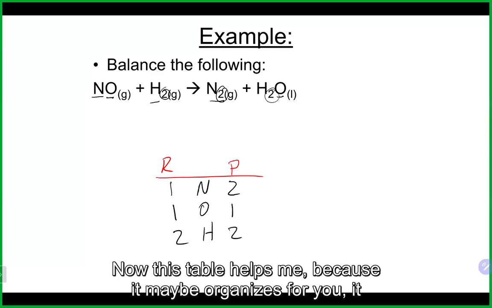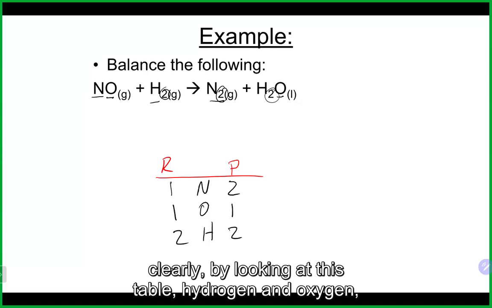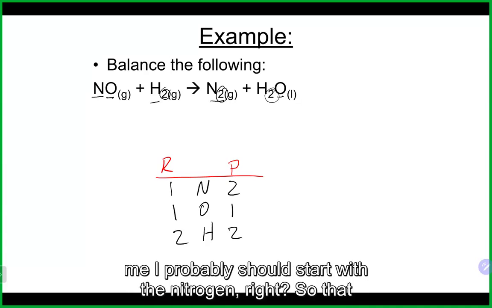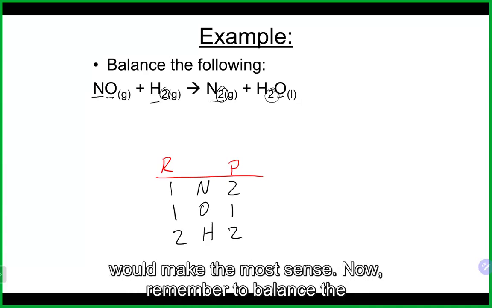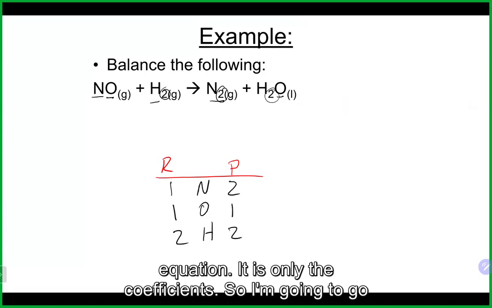Now, this table helps me because it maybe organizes for you. It also gives you maybe an idea as to where to start, right? So clearly by looking at this table, hydrogen and oxygen, we're good, right? They're balanced. So that to me tells me I probably should start with the nitrogen, right? So that would make the most sense. Now remember, to balance the equation, it is only the coefficients.